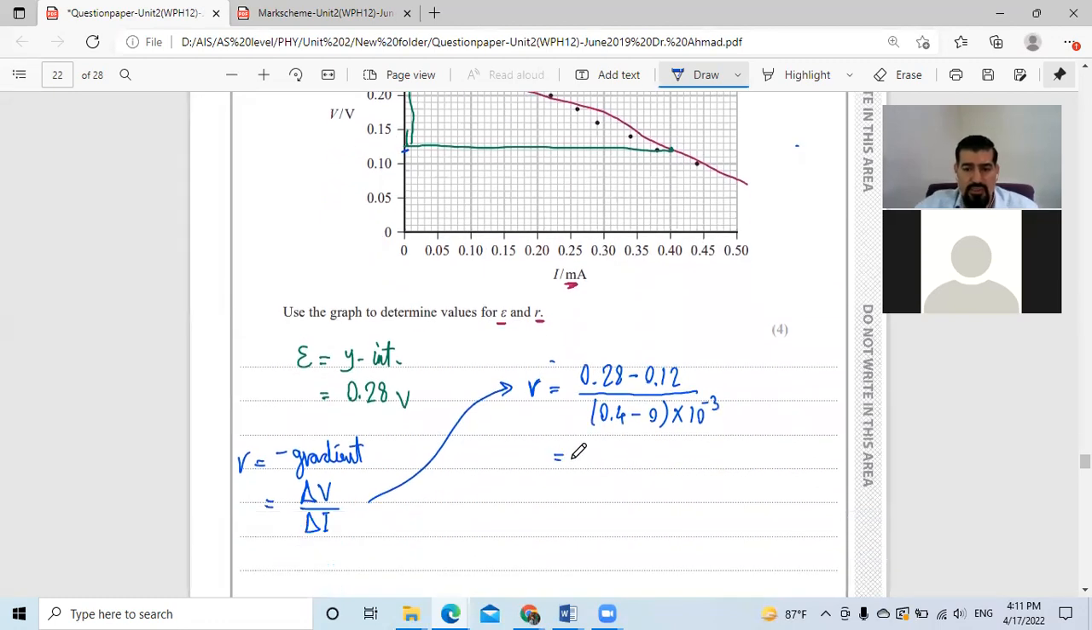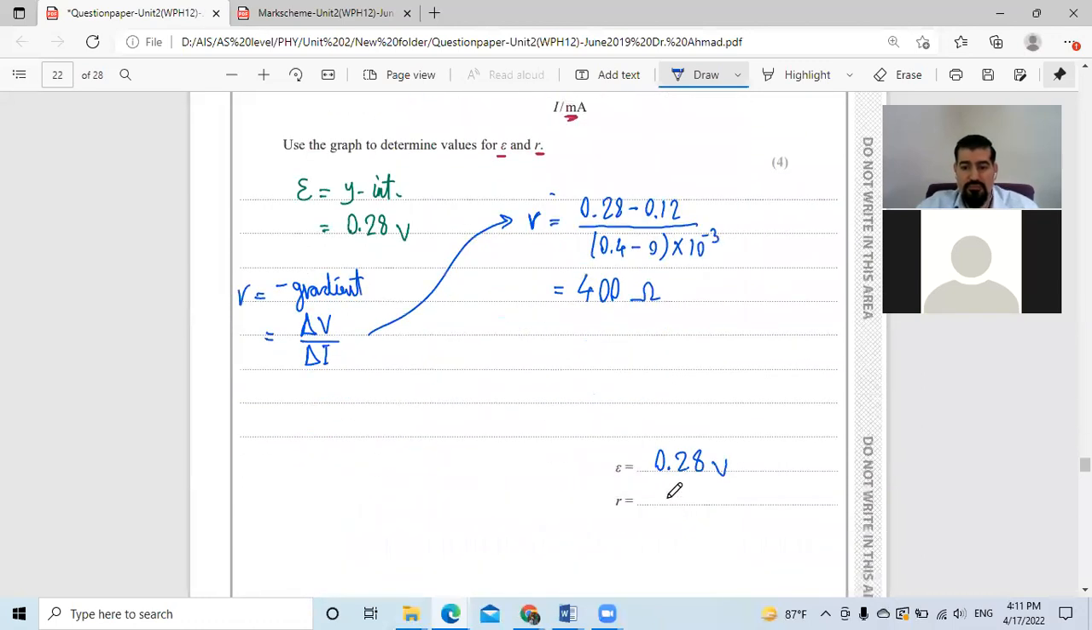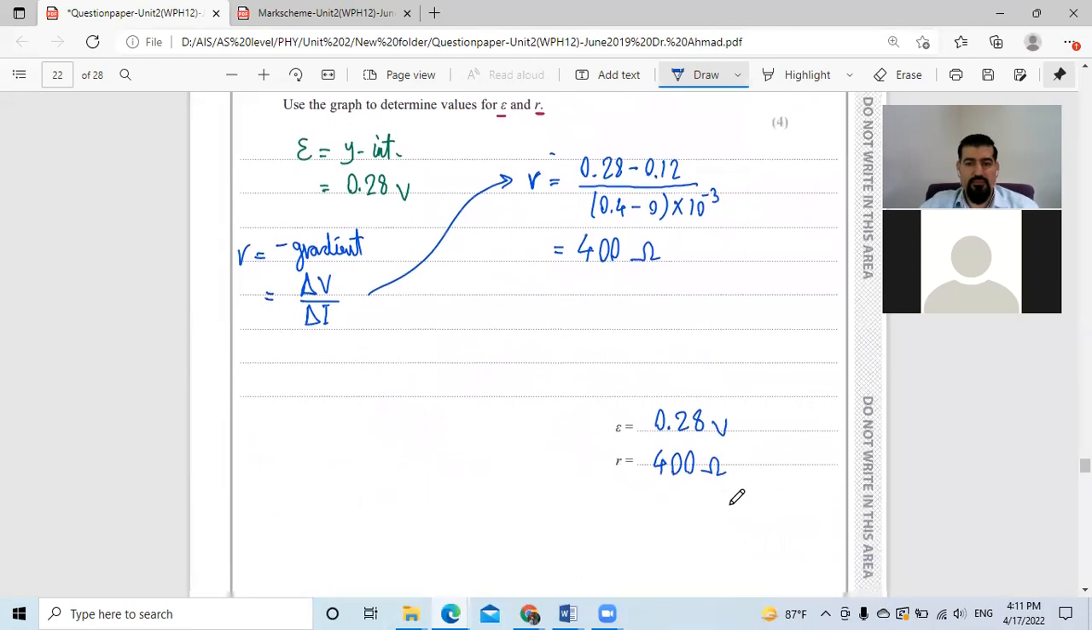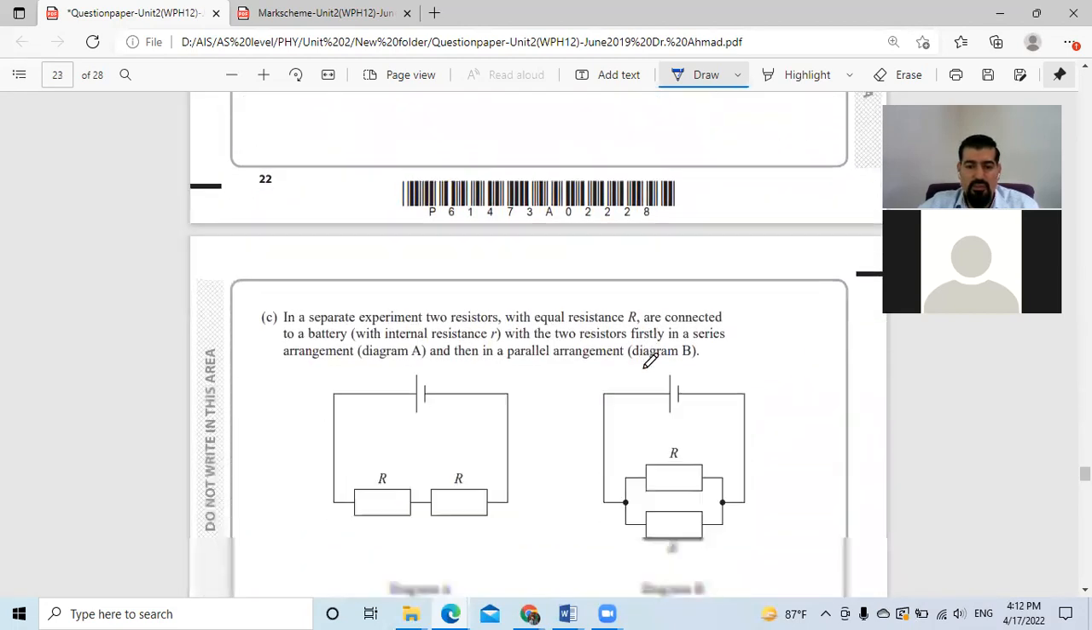And by using a calculator, how much is the answer here? It will be exactly 400 ohms. Yes, 400 ohms. Thank you. Write this down, take a screenshot. Next part, C.